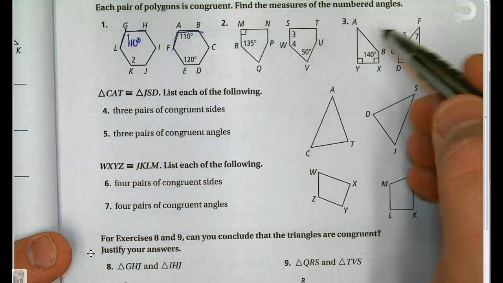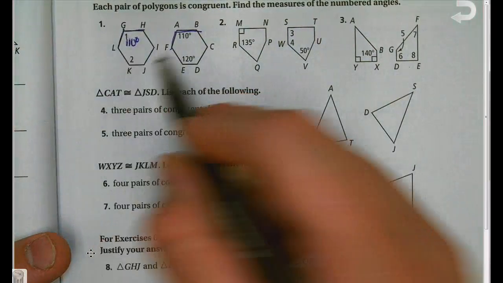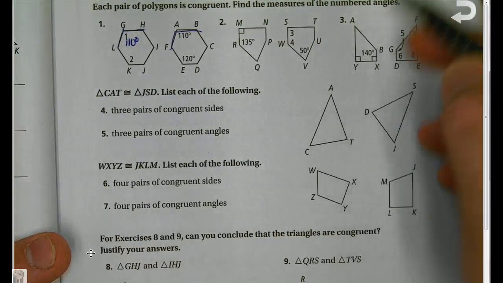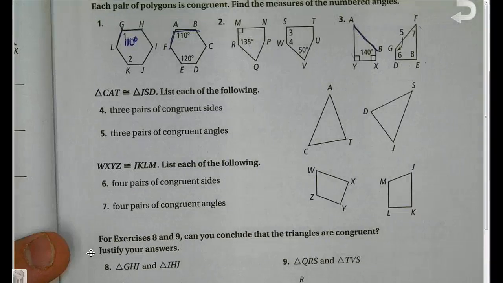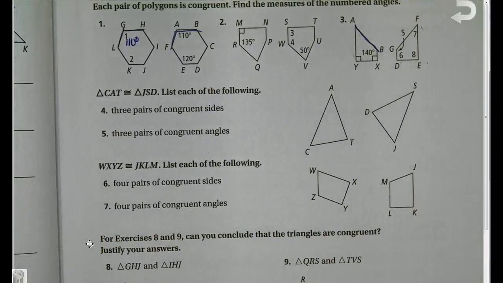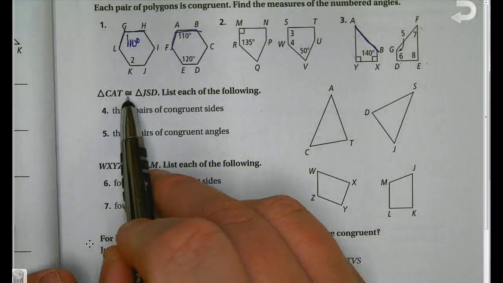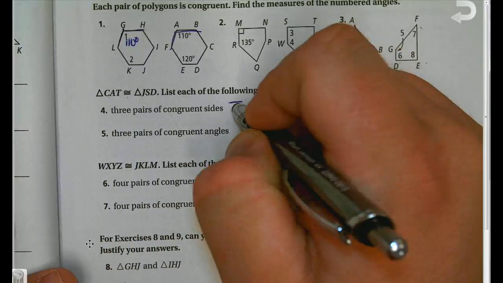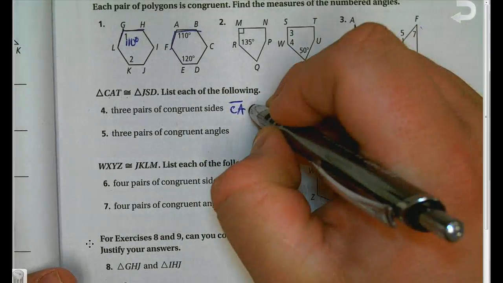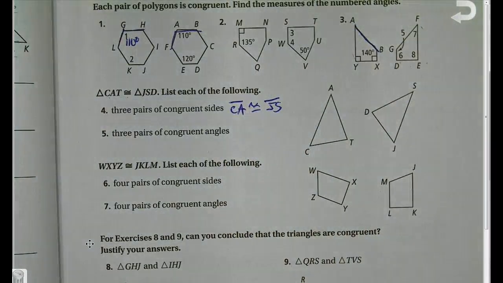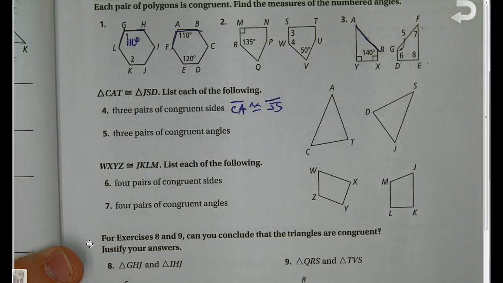So for 1 through 3, you're just going to go through and tell me angle 1, 2, 3, 4, 5, 6, 7, 8. Okay? And again, for this one, understand that this is a straight line right here to help you find that angle. For 4 through 7, I just want you to name the congruent pieces like we did in the notes. So where it says 3 pairs of congruent sides, it says CAT is congruent to JSD. So the first side is CA is congruent to JS. So you should be able to find me 3 more sides. Okay? And go ahead and finish 4 through 7. Alright, that takes care of page 91.